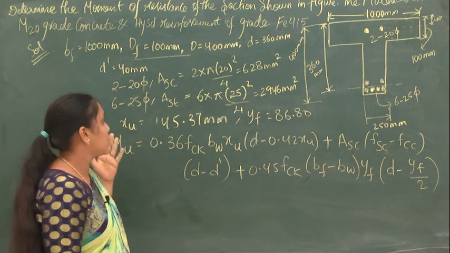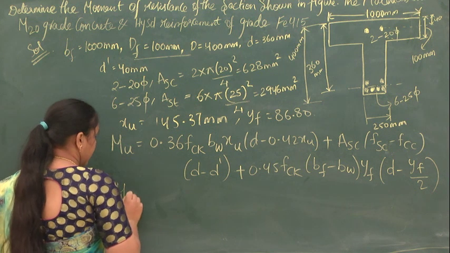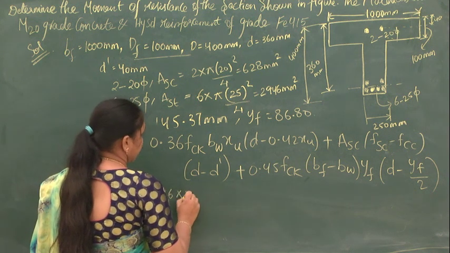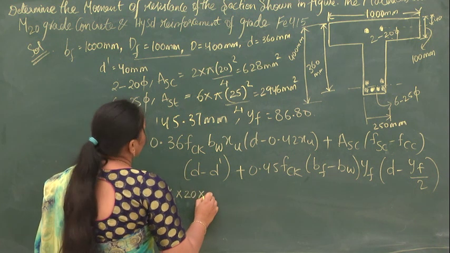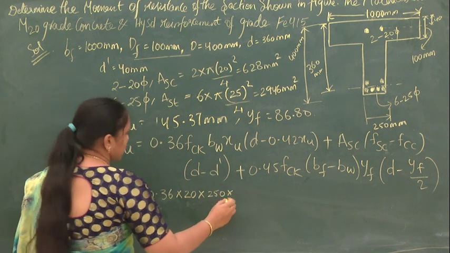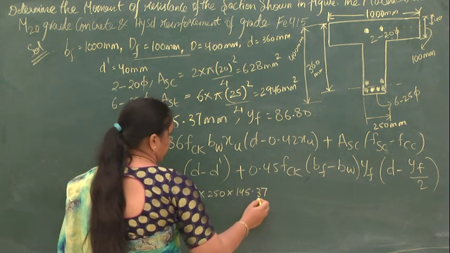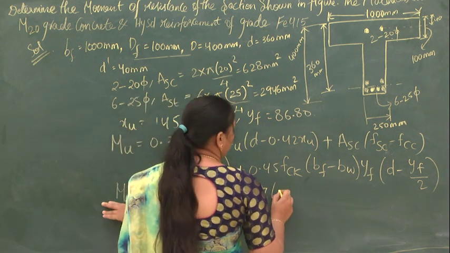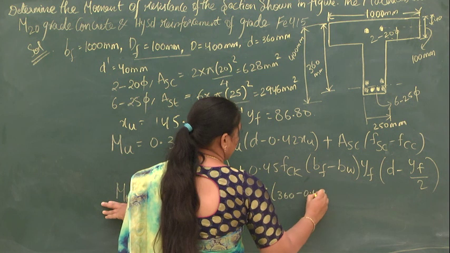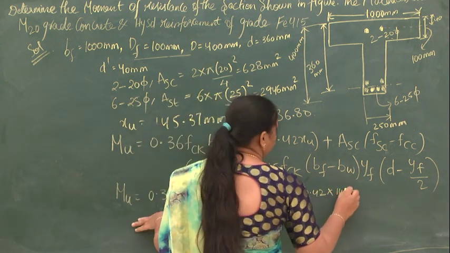Now you have to substitute all the values in this equation. That is, Mu is equal to 0.36. What is the value of FCK? It is 20. Into BW, which is 250. Into XU, what is the value of XU? It is 145.37. Into D, what is the value of D here? It is 360. Minus 0.42 into XU. What is XU here?